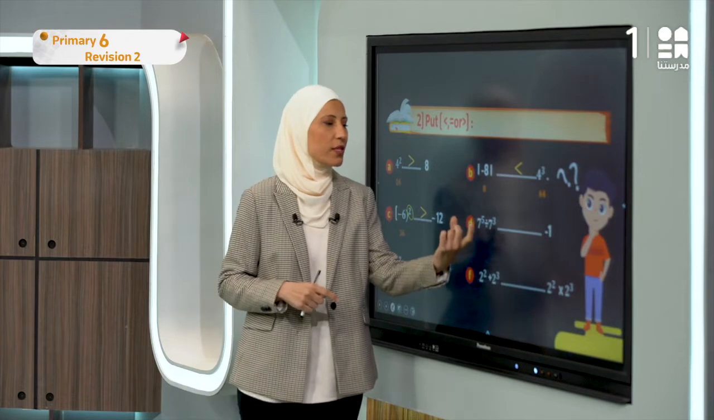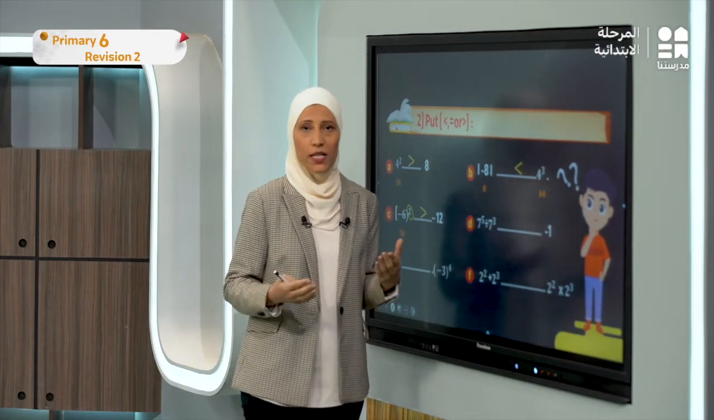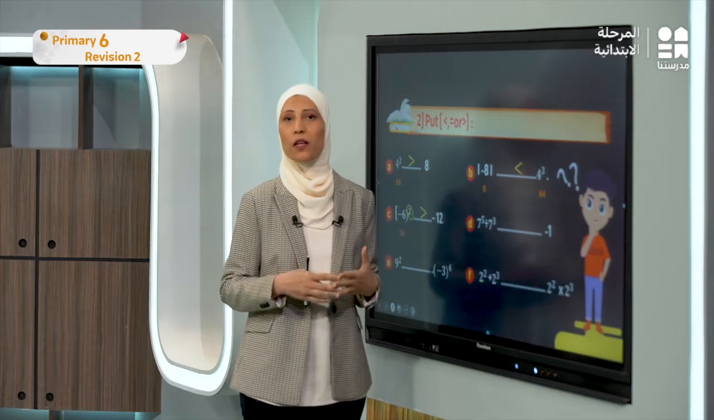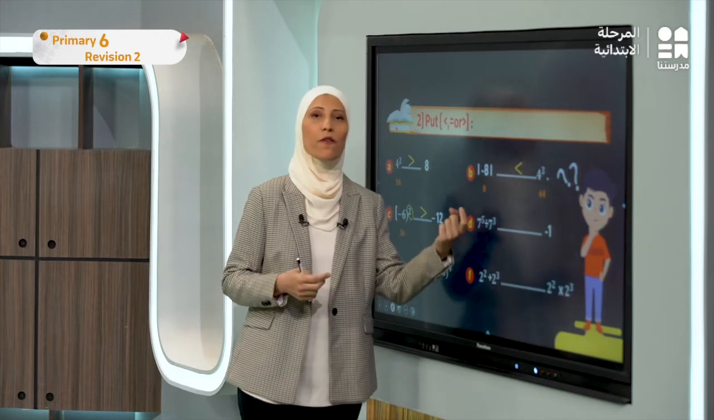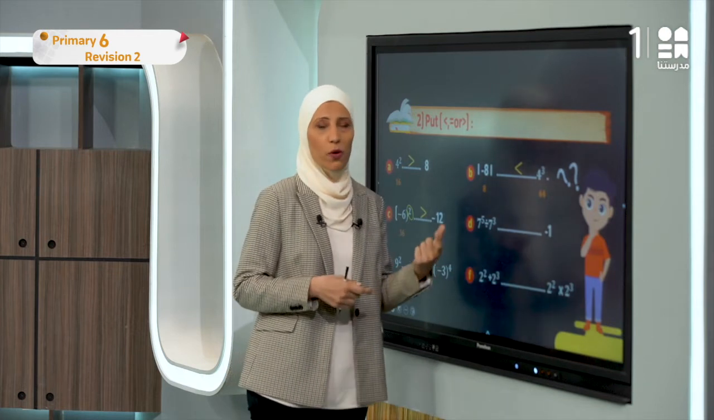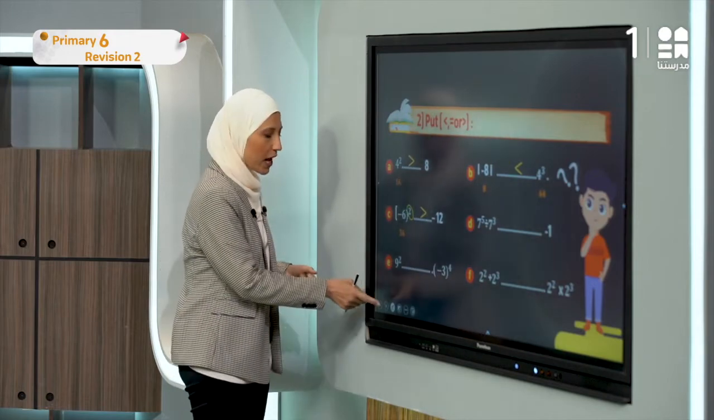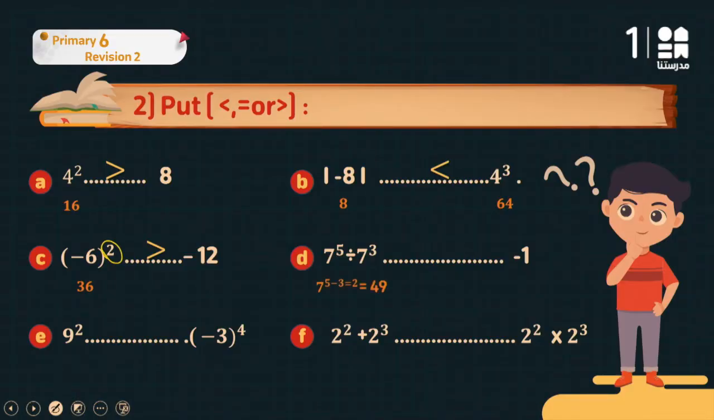Now I have 7 to the power of 5 divided by 7 to the power of 3. Divided, same base, I will going to subtract the power. So I will going to make 5 minus 3 equal 2. So it's supposed to be 7 power of 2. And 7 power of 2, if you wrote it in the calculator, you will have 49. So 49 comparing with negative 1. Positive and negative. Without looking, 49 is supposed to be the biggest one.